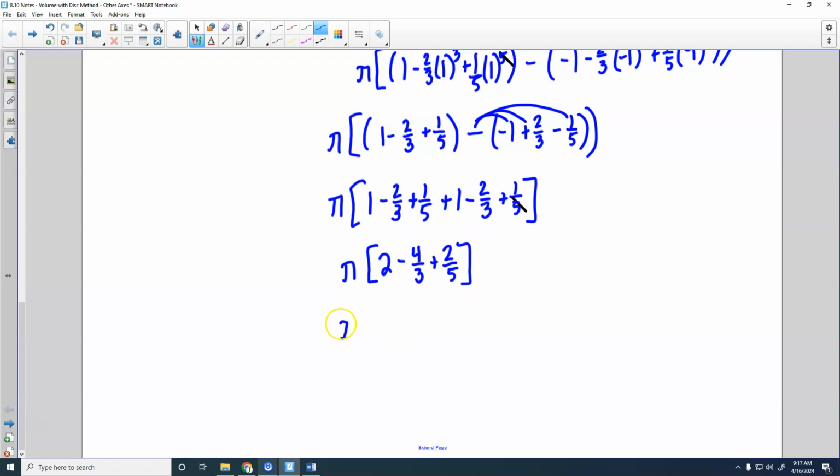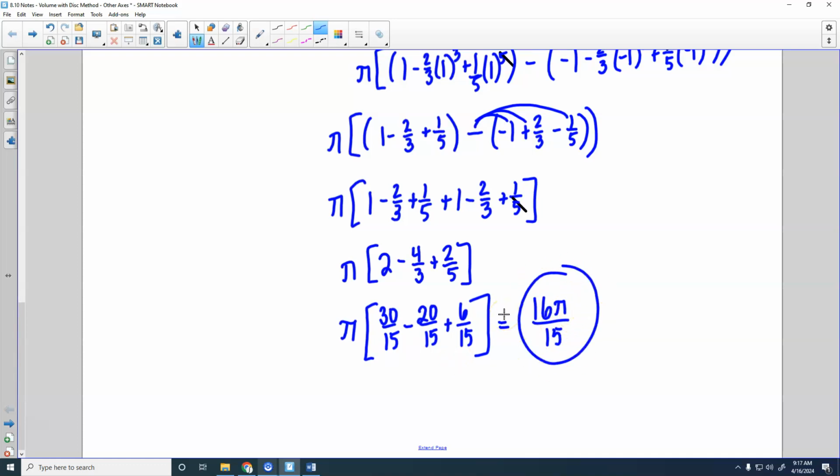Let's get common denominators. So that'll be over 15, 30 over 15 minus 20 over 15 plus 6 over 15, which is going to be 36 minus 20. So I think we will get 16 pi over 15 for our answer if I have not messed up there.